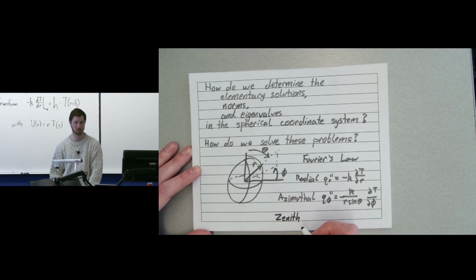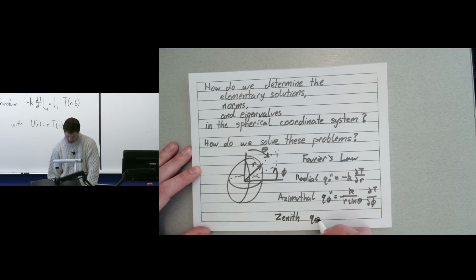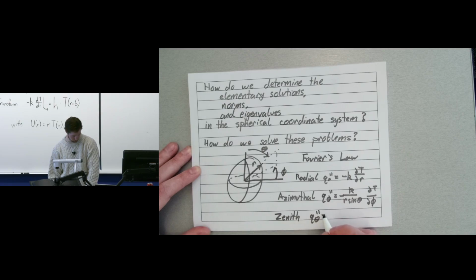Also, if you have any questions, you can just shout out. No need to raise your hand because I might not be looking up. In our zenith direction, we will have q sub theta double prime equals negative k over r, partial derivative of temperature with respect to theta.